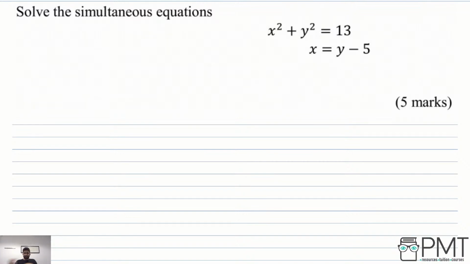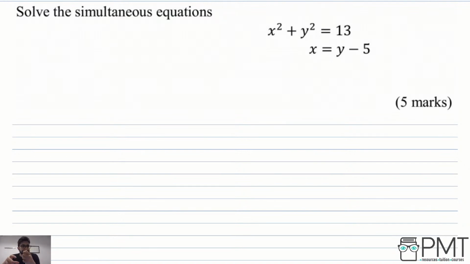Can I add like I did in the previous ones? So can I add one to the other and expect some things to cancel? The issue with that method is you can see one is an x term, one is an x squared term.